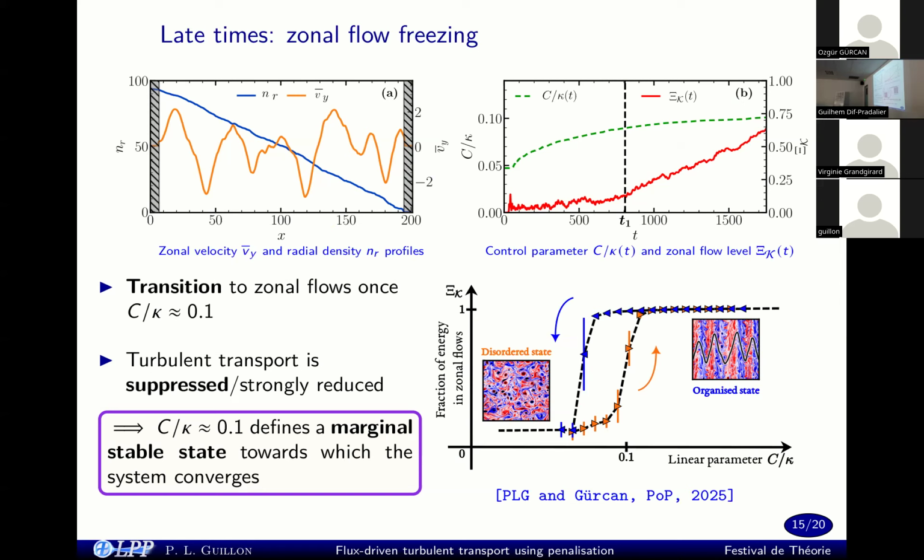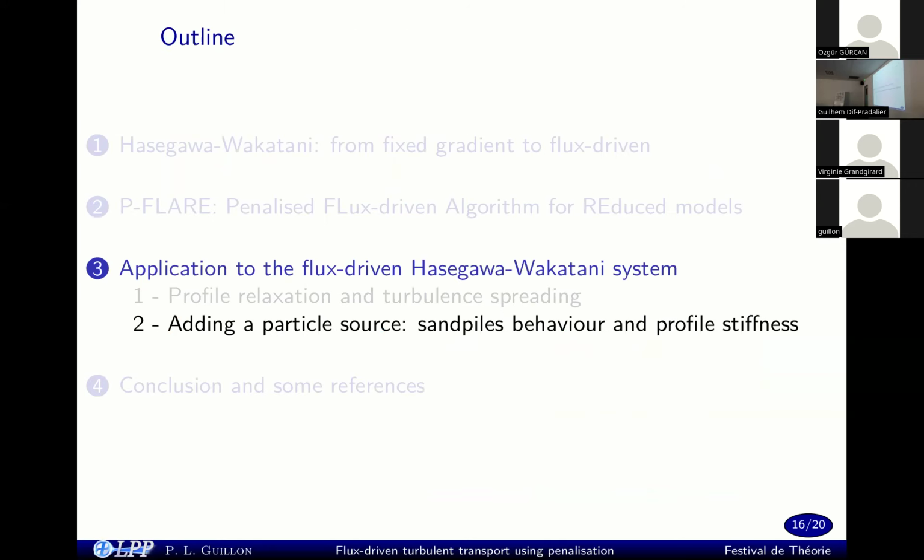And then once zonal flow dominates the system, it suppresses the turbulent transport, so the profile doesn't move anymore. And so it seems that if you start a simulation from the turbulent regime and you let it evolve without a source, you will end up in this marginal state dominated by zonal flows, at C over kappa close to 0.1.